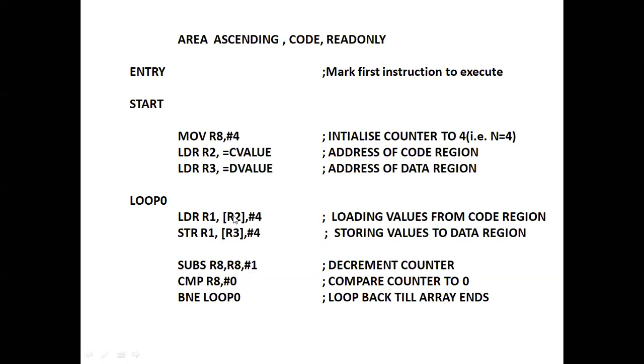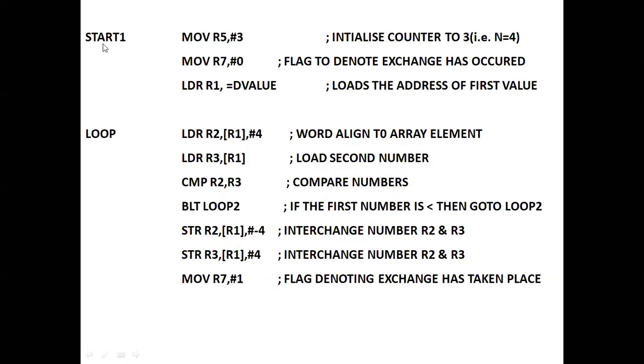So whatever the next word is, you are moving to the D_value region and repeating. This repeats until R8 becomes 0, that means until all 4 words are copied to the D_value region. While executing, you'll come to know it clearly.